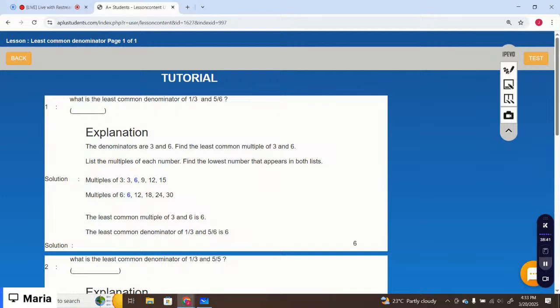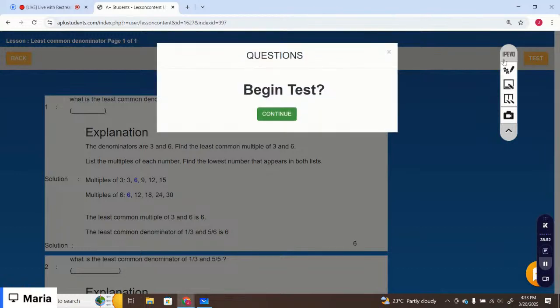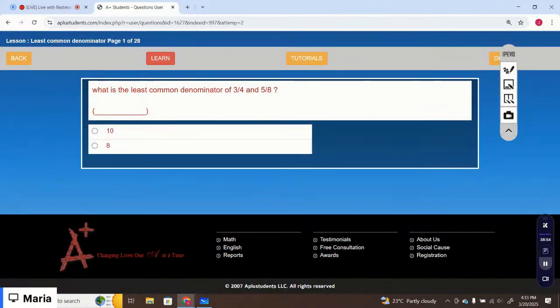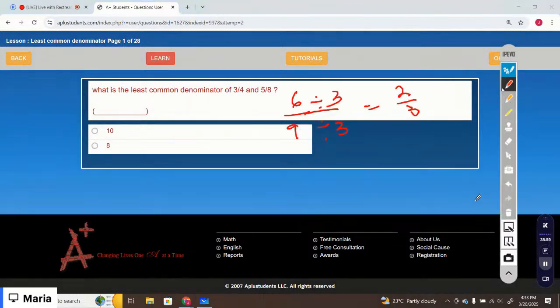So just look at the denominators. You need to write their multiples, right? Multiples mean the tables. You have to look for the smallest common number. Let's just start with the test questions here. The fractions are 3 by 4 and 5 by 8.